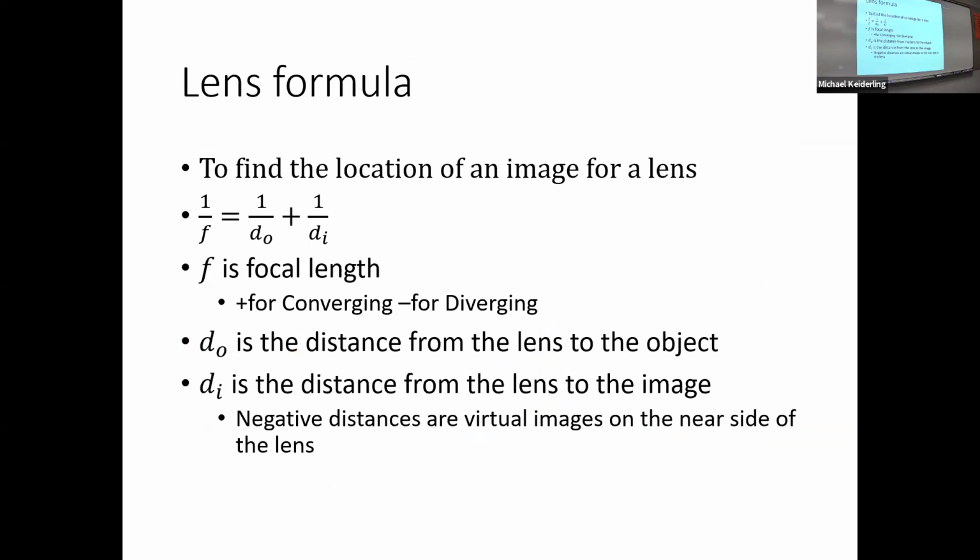So for the location of an image for a lens, 1 over the focal length equals 1 over the distance to the object plus 1 over the distance to the image. Focal length is positive for converging lenses and negative for diverging lenses. DO is the distance from the lens to the object. DI is the distance from the lens to the image. And negative image distances are virtual images on the near side of the lens. So the image location switches for lenses and mirrors.